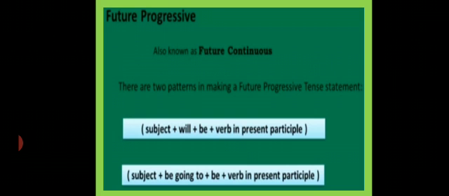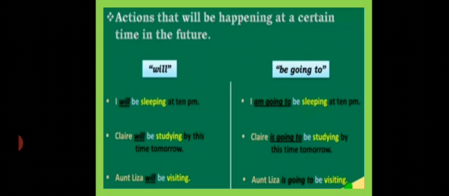Next tense is future progressive tense. Future progressive tense को हम future continuous भी बोलते हैं. There are two patterns in making a future progressive tense statement. इसमें हम use करेंगे as it is subject plus will plus be, okay, plus verb in present participle, plus if you have any other word, or you can make it like this: subject plus be going to plus be plus verb in present participle. Now where we use it, let's see its uses.